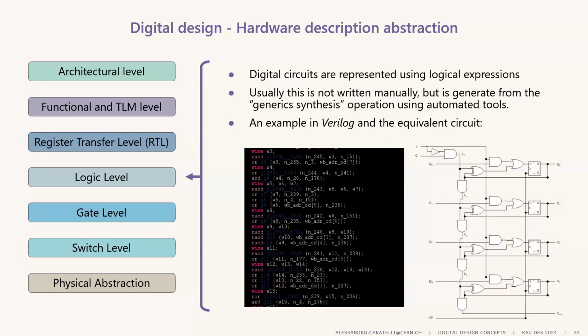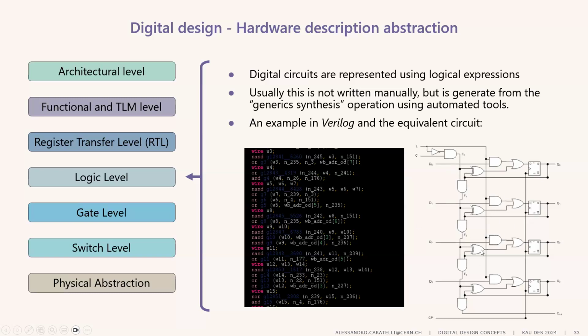So going to the lower level of abstraction, we have this logic level where the digital circuit is represented by logic expressions. Usually this is not written manually, but is generated by what we call generic synthesis. And this represents the same counter as before, but with logic operations like NAND, NOR, wire, and so on, which does the same functionality as what we said before. It's just a lower level of abstraction, and this maps directly to the circuitry that you have on the right.